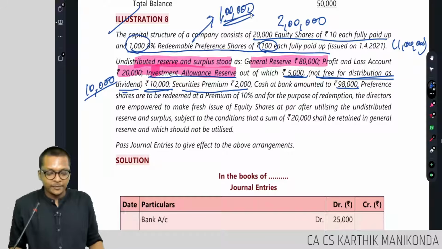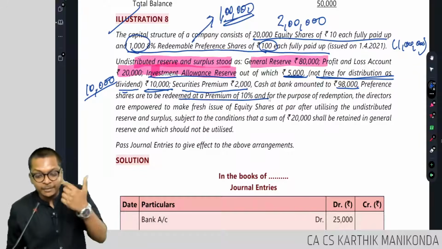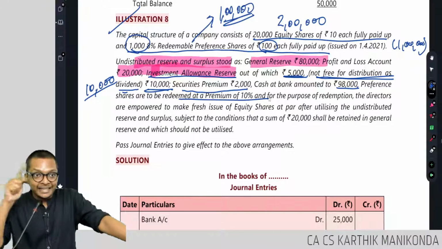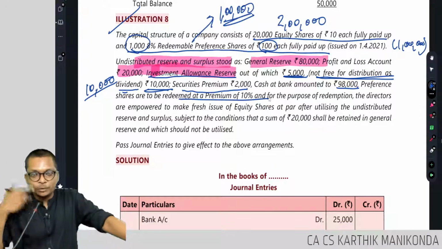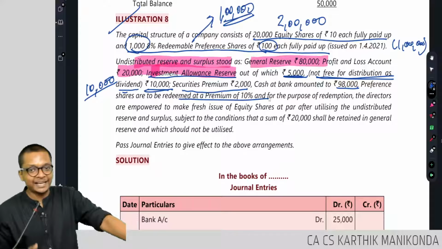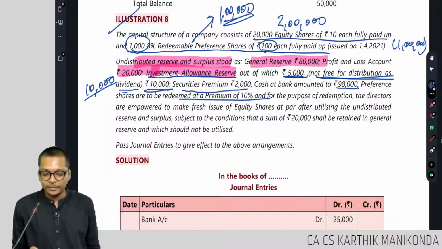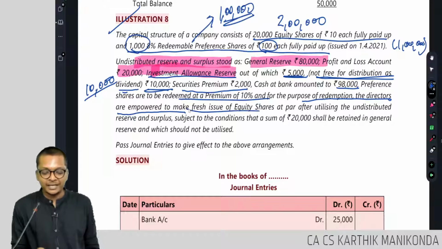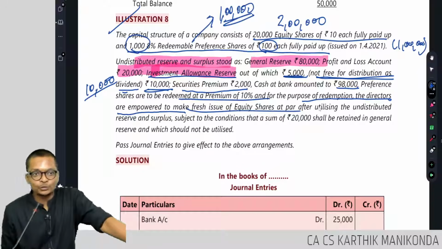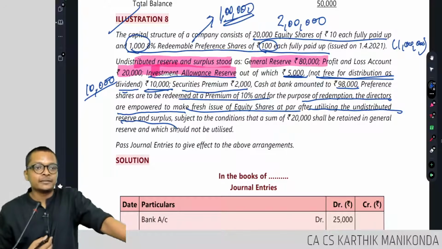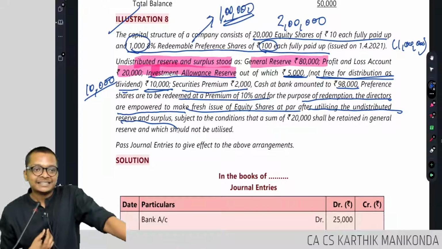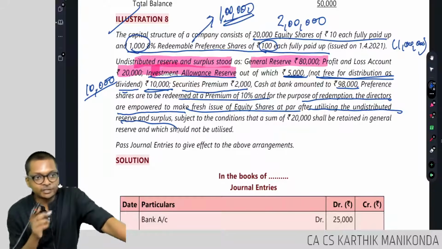Preference shares are redeemed at a premium of 10%. 1,10,000 I need. I have only 98,000. Simply you can't go past the entry. You have to check if cash is available. And for the purpose of redemption, directors are empowered to make a fresh issue after utilizing the undistributed reserves and surplus. This is a mix of the fourth sum.